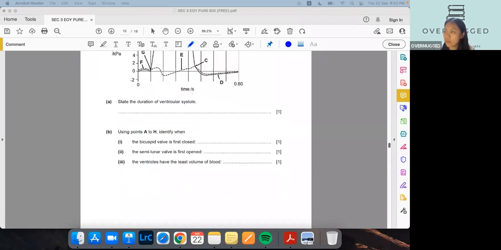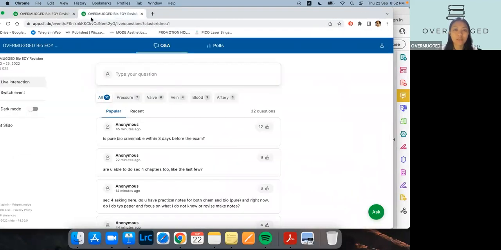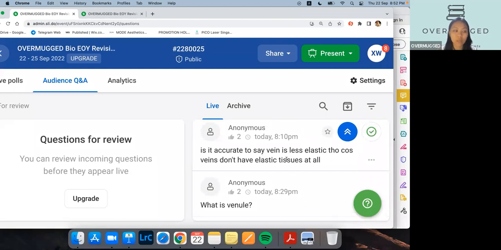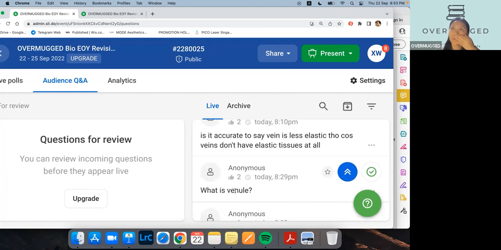So I went through the cardiac cycle. Is it accurate to say vein is less elastic, because veins don't have elastic tissue at all? It still has a little bit. To say that it's not elastic is probably not correct as well. I think just compare to artery. Don't say an absolute, like, oh, vein is not. Just say it's compared to artery. Venule: it is artery, arteriole, capillaries, venule, vein. So it is between the capillaries and vein. We don't really use that a lot, but think of it as a smaller vein.